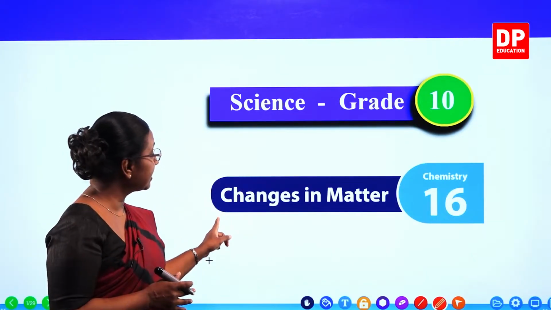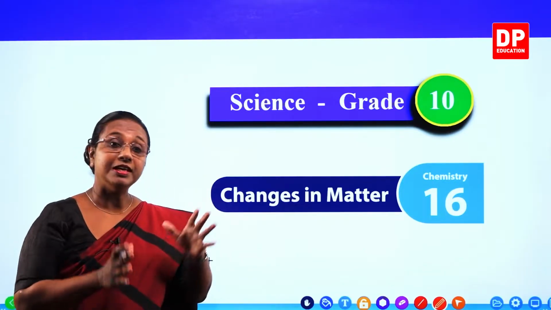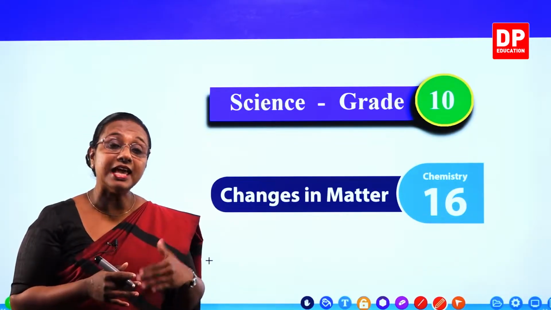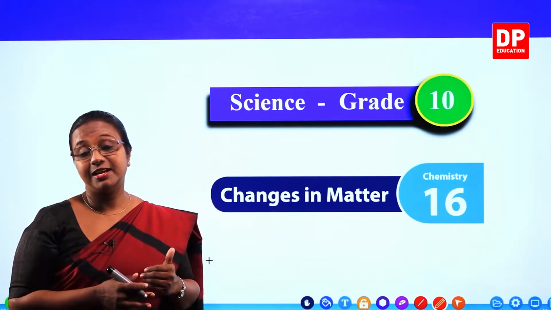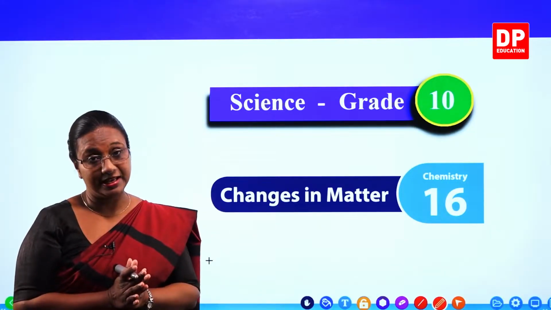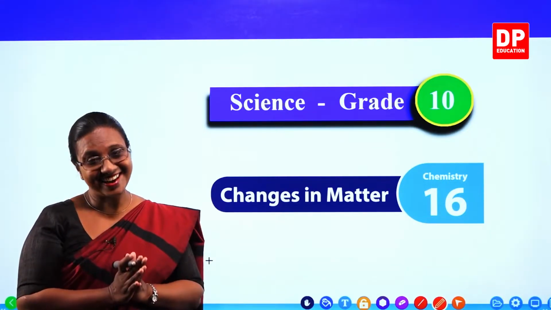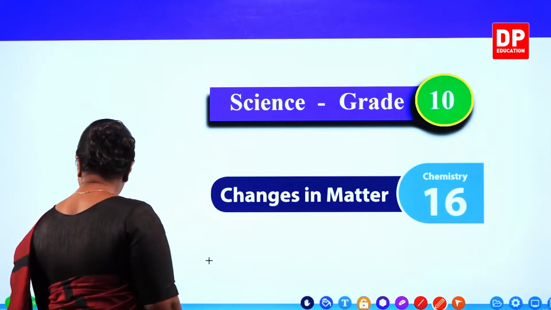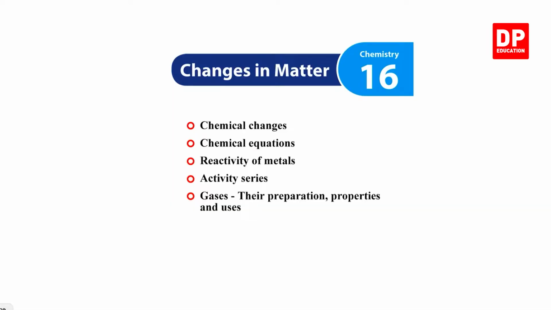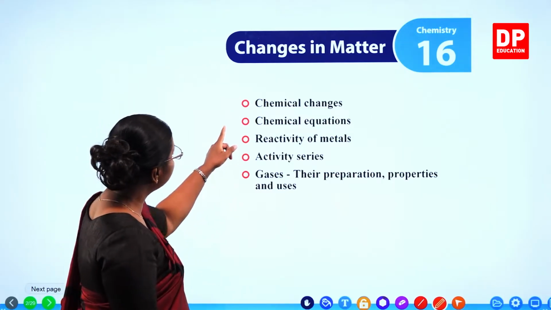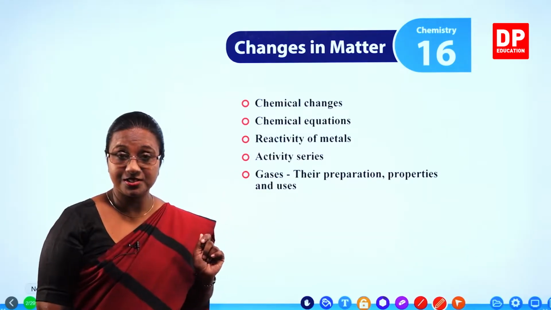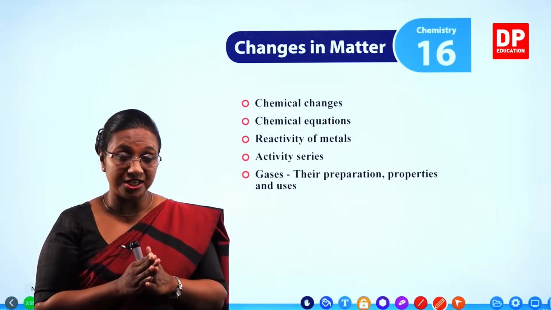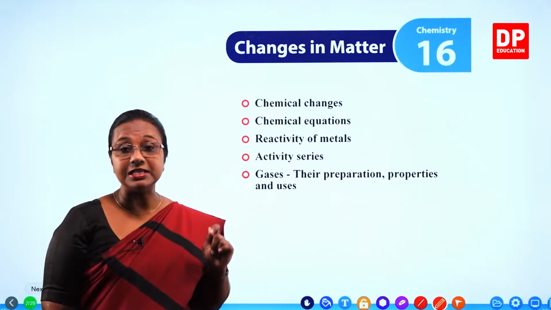So although we discuss the changes in matter, we try to understand the physical changes, chemical changes, and thereafter we will be concentrating on chemical changes mainly. So that is the introduction to this lesson. With that, I'll move on to the next slide where we look at the contents of the lesson. Changes in matter. So under that, we will be looking at chemical changes. As I told you all, there are two main types: physical changes and chemical changes. We will focus on chemical changes.